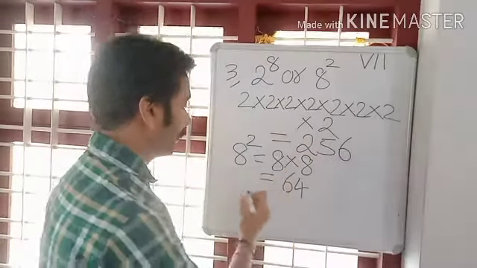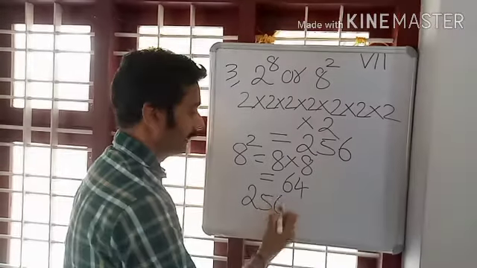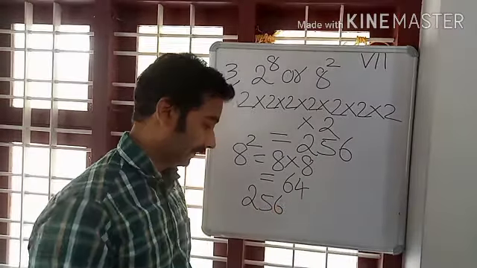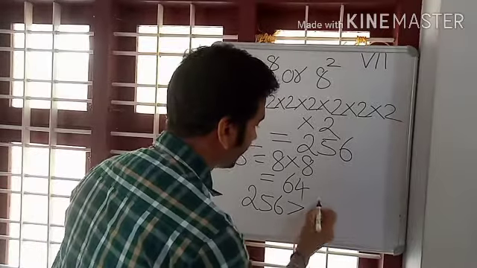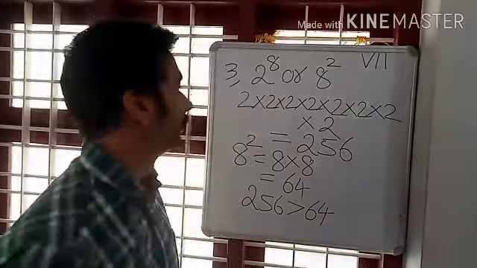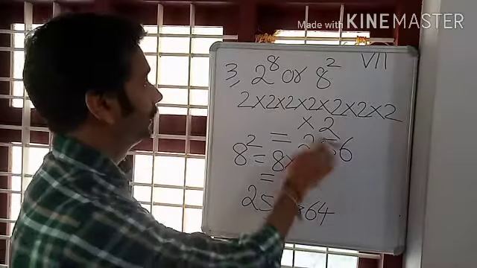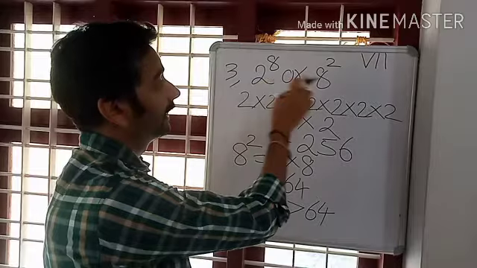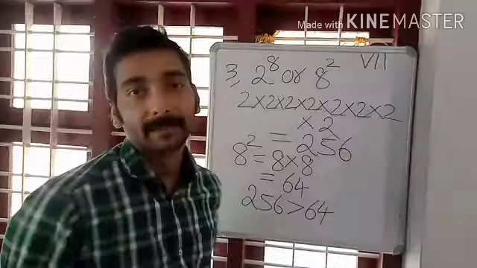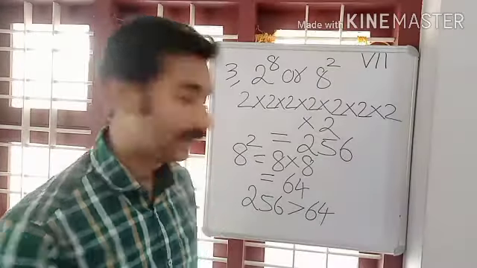That means 256 is greater than 64. That means 2 raised to 8 is greater than 8 squared. Clear? Okay.